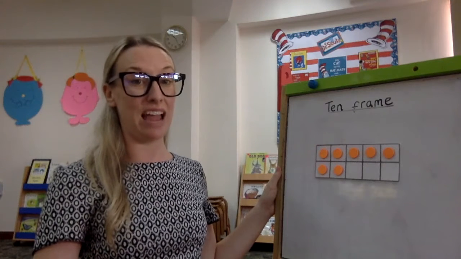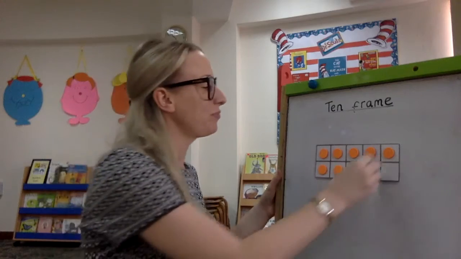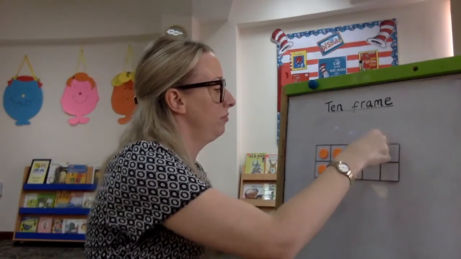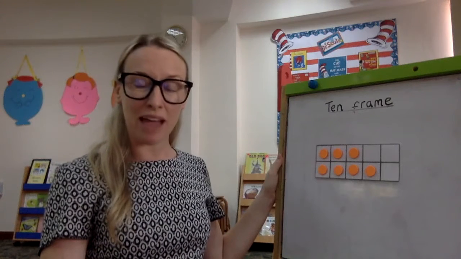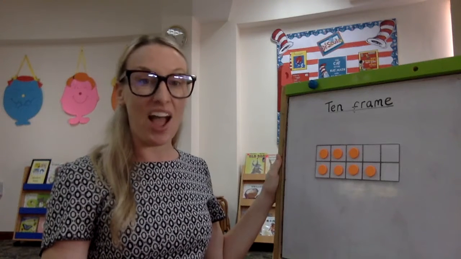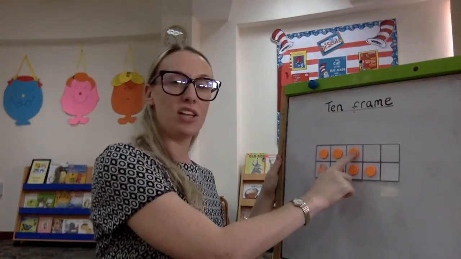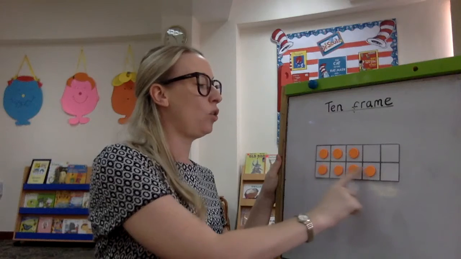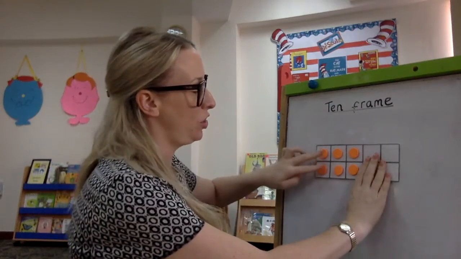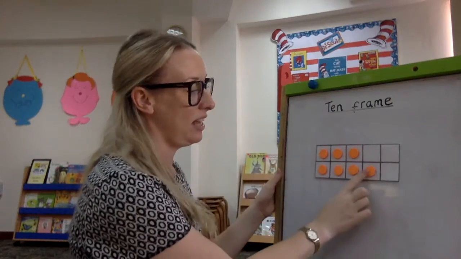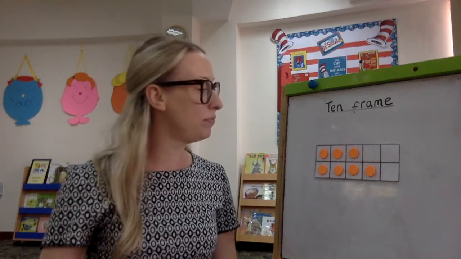I still have 7 counters, but now I'm going to arrange them in a different way. What do you notice about my counters now? I still have 7, but now I have 3 at the top and 4 along the bottom. I also have 2, 4, 6, and my extra one, 7. 7 is an odd number.